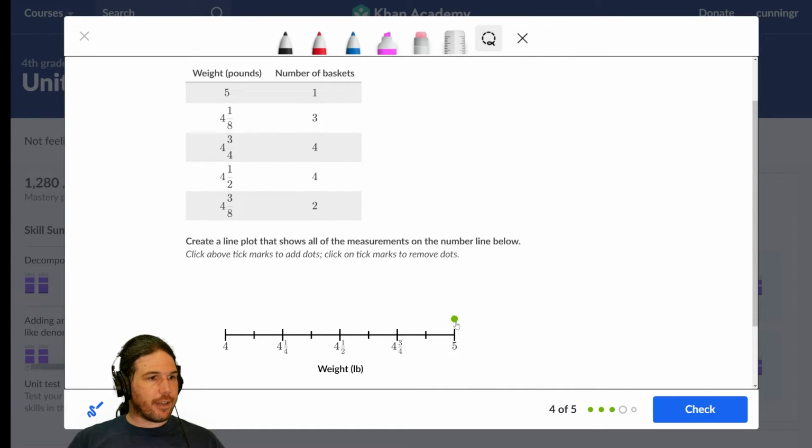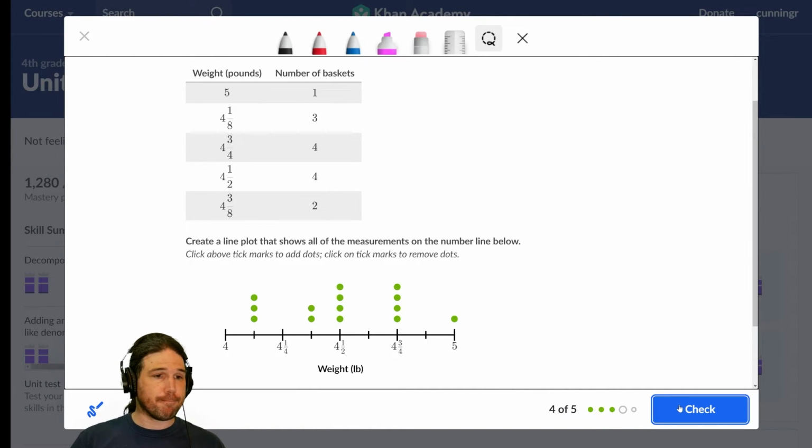There's 1 at 5. There's 3 at 4 1/8. There's 4 at 4 3/4. There's 4 at 4 1/2. And there's 2 at 4 3/8. I think that's our graph.